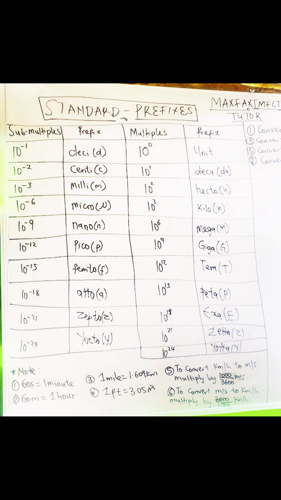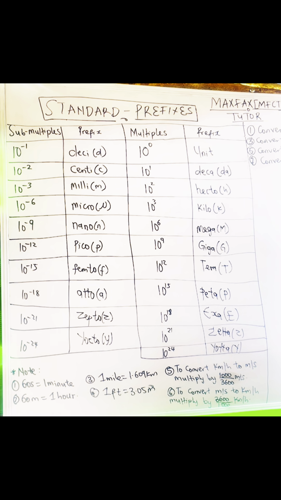And also, if you want to convert kilometer per hour to meter per second, just multiply by 1,000 over 3,600 meter per second. And also, if you want to convert meter per second to kilometer per hour, just multiply by 3,600 over 1,000 kilometer per hour. So that is that, guys.